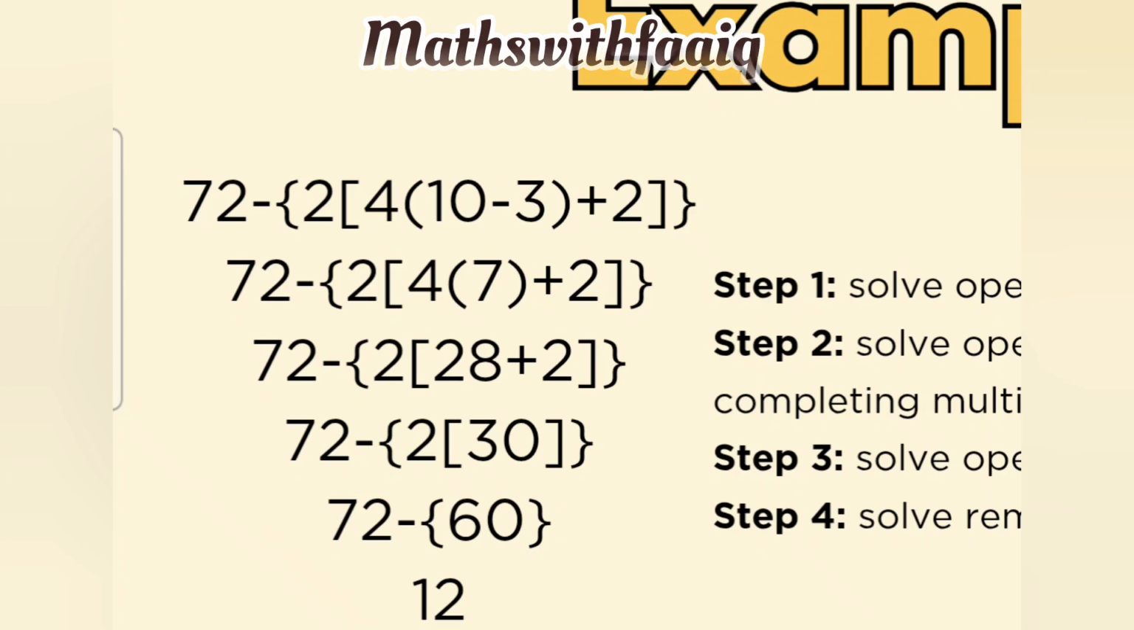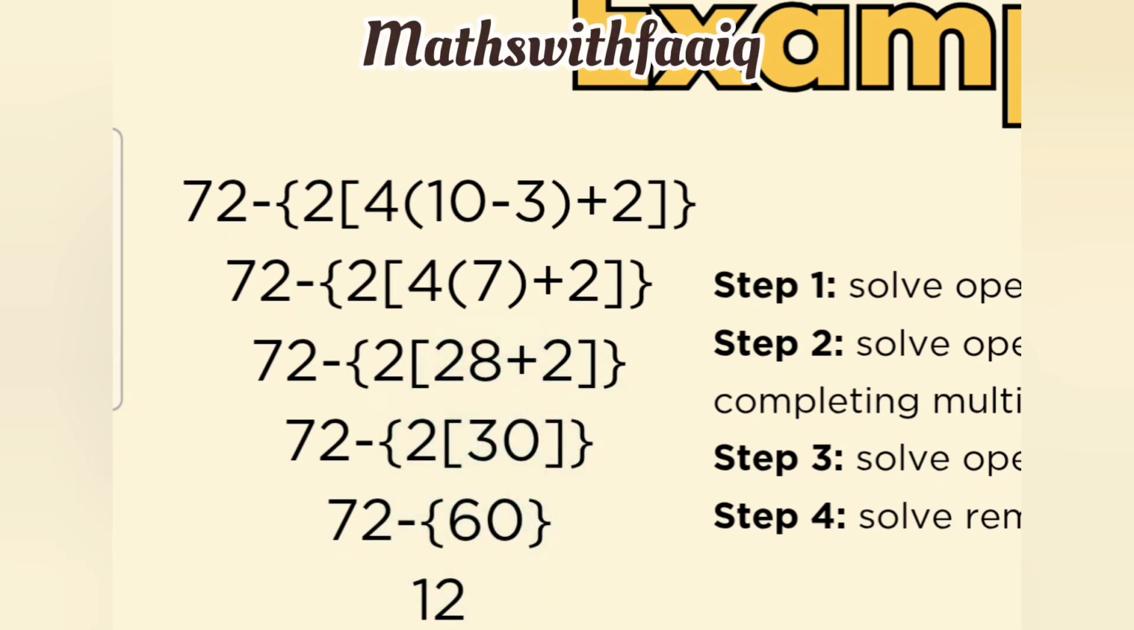4 multiplied by 7 gives us 28, because I've told you multiplication and division must come before addition, even if it is inside a bracket. So 4 times 7 gives us 28, plus the 2, that gives us 30. So solving the one inside the bracket now, we have 2 into bracket 30. So that means 2 times 30 gives us 60. So we are done with the brackets.